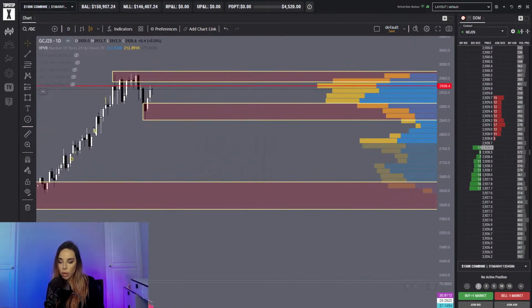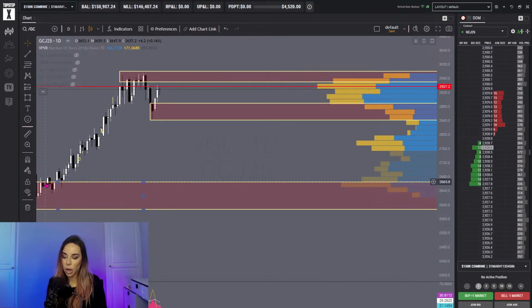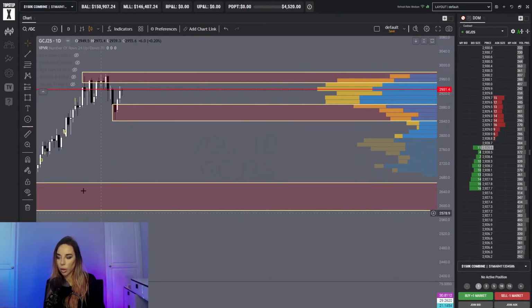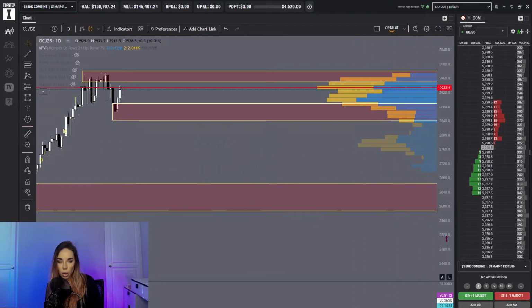I prefer to do this as a fixed range, but it's a little bit tricky doing that. So one workaround here would be to just go roughly from the end of January. There we go. And then to see where the point of control is on the volume profile and whether there are any high and low volume nodes.